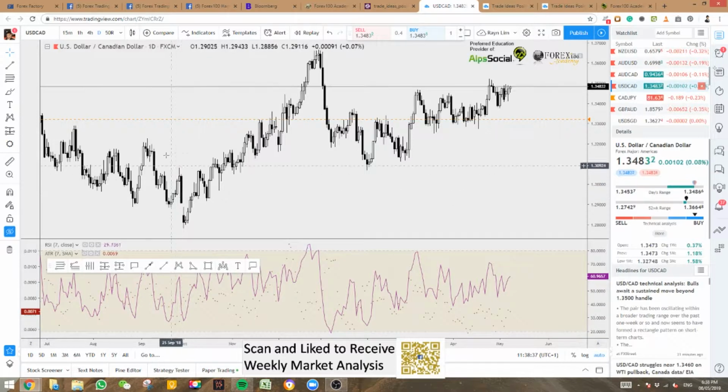Alright, so on the daily chart, on dollar CAD, we can see the market has an uptrend movement, a retracement back to this price, so it does give a hint of a potential harmonic pattern as well.